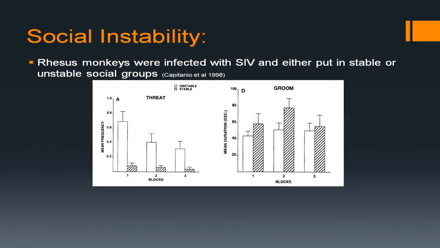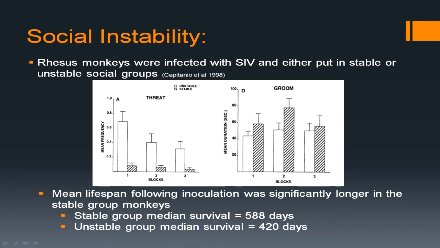And then when they follow up, a year, a year and a half later, they actually found that the individuals in the stable groups live significantly longer than those in the unstable groups. The difference here was about 160 days following inoculation with the disease.